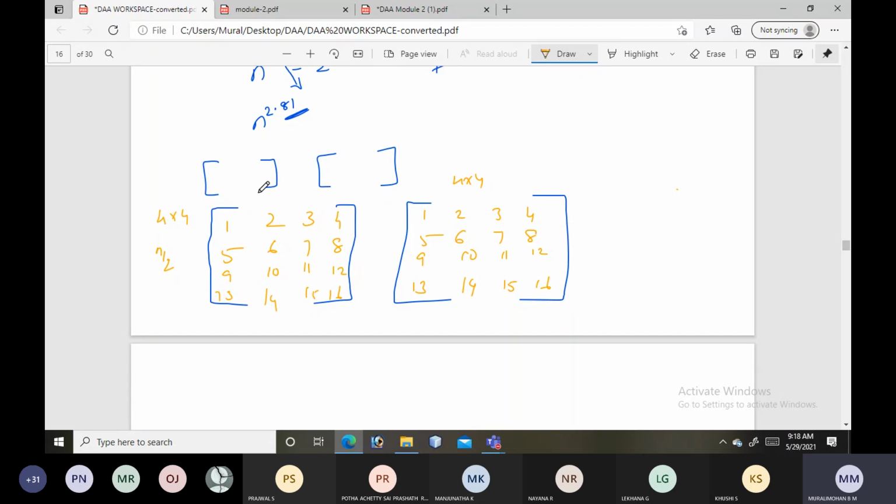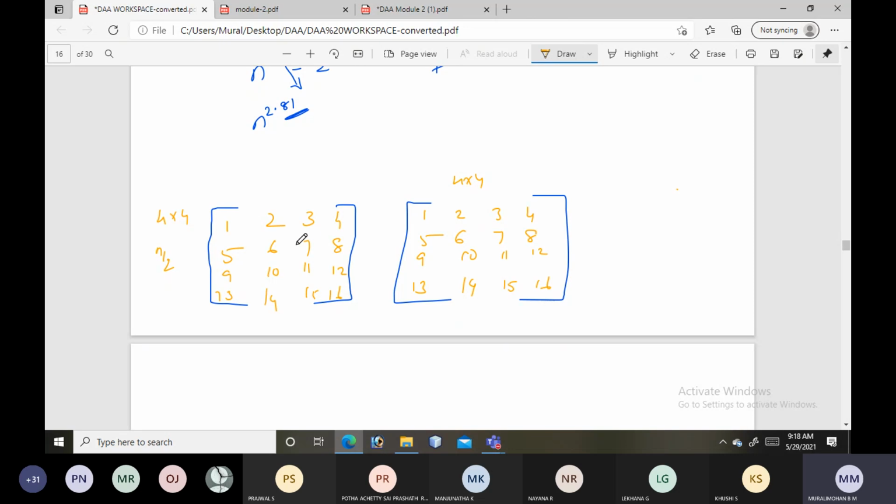So now in the examination you will get a question like this: apply Strassen's matrix multiplication or find the matrix product of the matrices. They will give the question, apply Strassen's matrix multiplication method to solve a 4 cross 4 matrix. Is it clear?